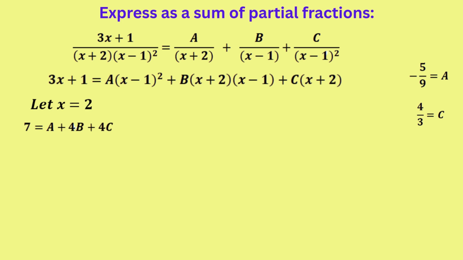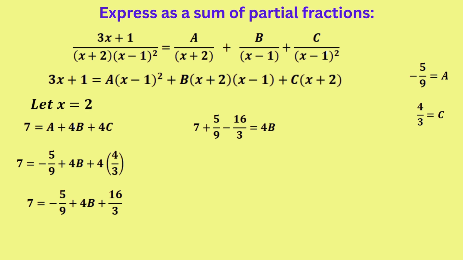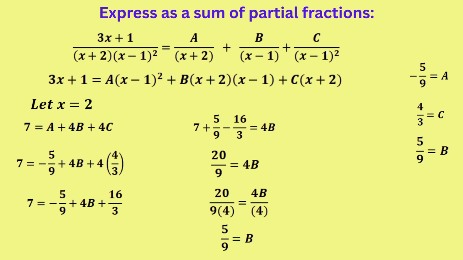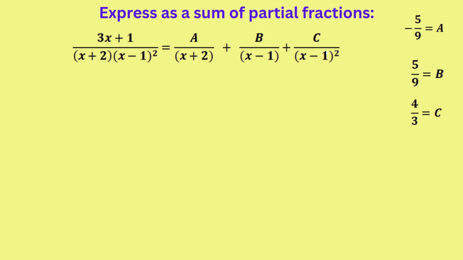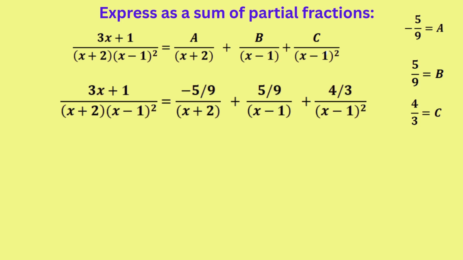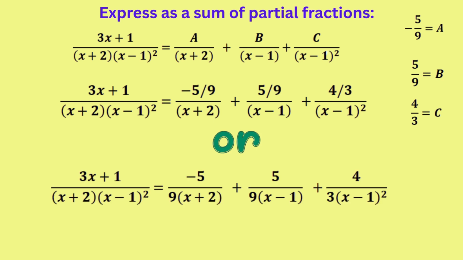Now we already know the values of a and c, so we plug them into the equation and get 7 equal -5/9 plus 4b plus 16/3. To solve for b, we can group all the constants on the left. So the equation simplifies to 20 over 9 equal 4b. Divide both sides by 4, and we get the solution b equal to 5/9. So we can now write our final answer by putting in our values for a, b, and c.